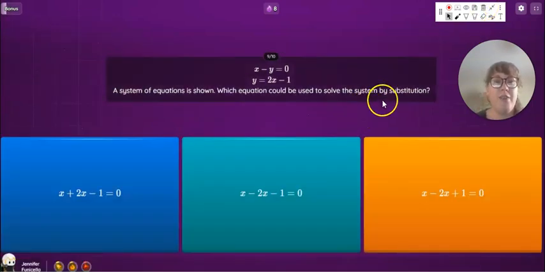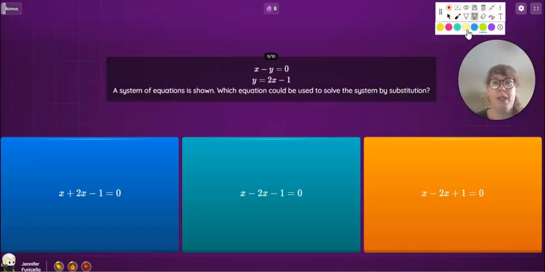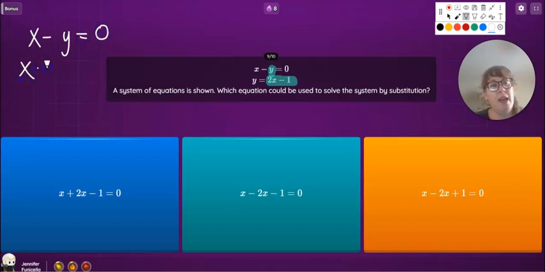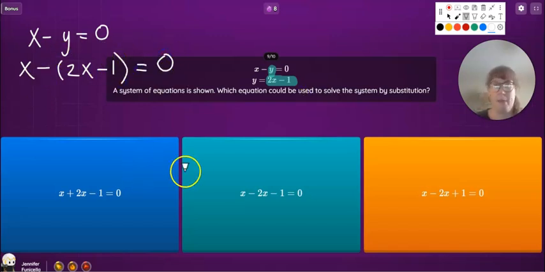Two more questions left. Y'all got this? A system of equations is shown. Which one could we use to solve by substitution? y equals 2x minus 1. We already have y solved for, so we're going to plug that in for y in our first equation. So we had x minus y equals 0, and we know that y is equal to 2x minus 1. So x minus (2x minus 1) equals 0. None of our answers have parentheses, so we just want to distribute this negative to accurately get our equation.